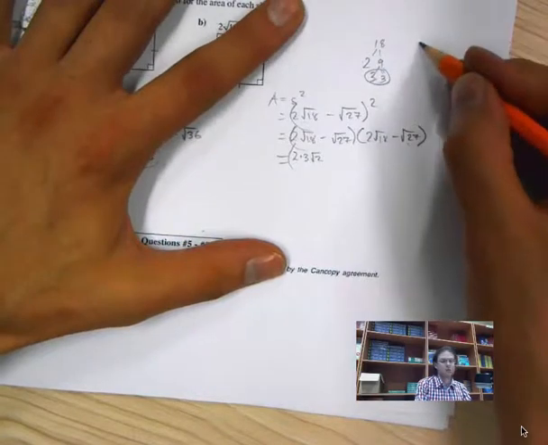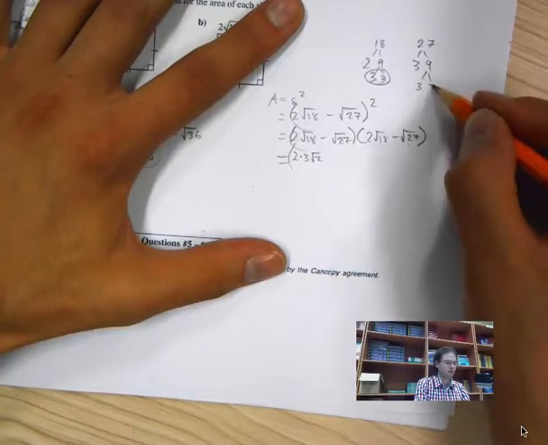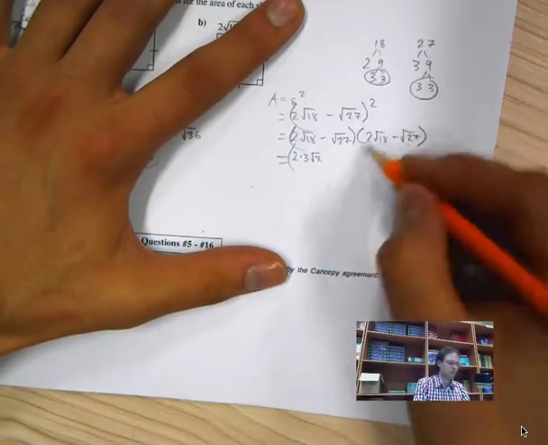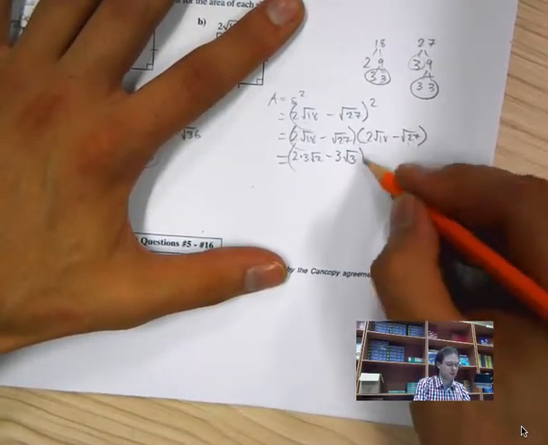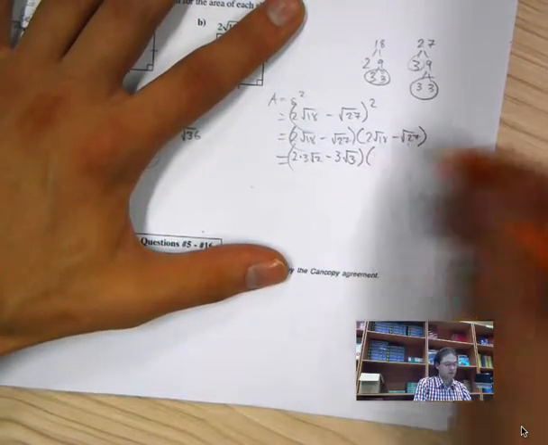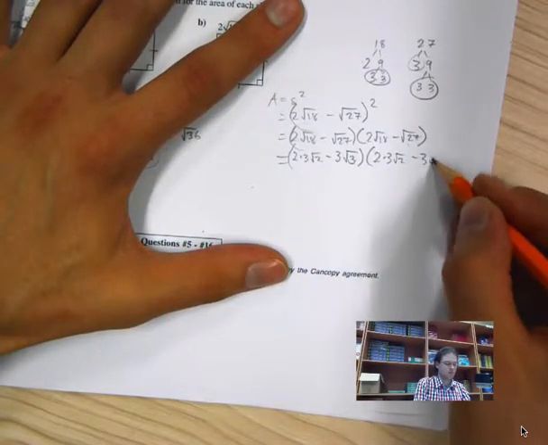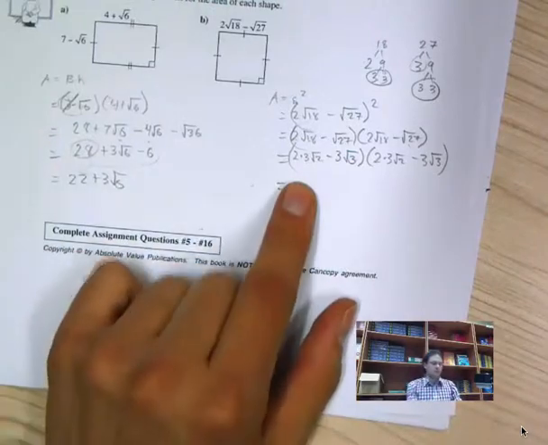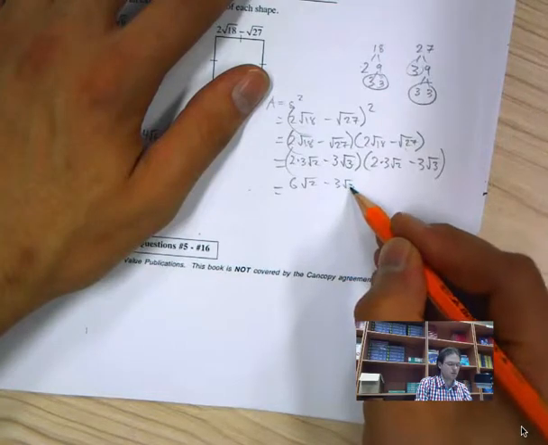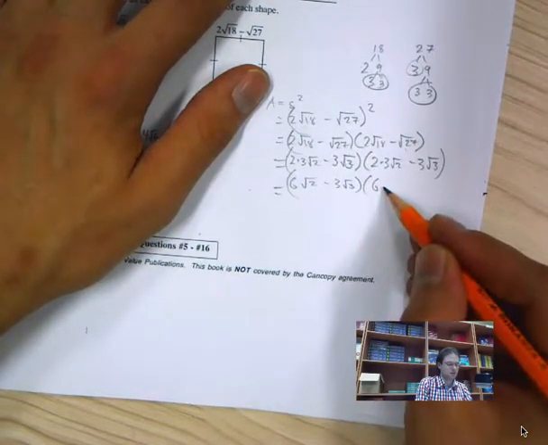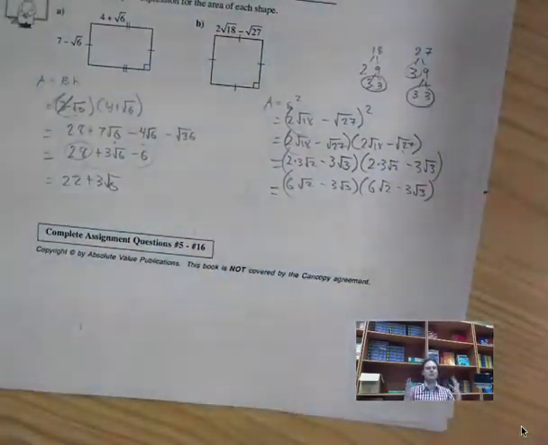Now 27, let's try 27, is 3 multiplied by 9, 3 and 3. So I can take out a pair of 3's. So minus 3 root 3. Because there's only one 3 left over, that just goes in there. Now the last one, it's the same thing again. So let's try and simplify this here. So I'm going to get 6 root 2 minus 3 root 3 all multiplied by 6 root 2 minus 3 root 3.